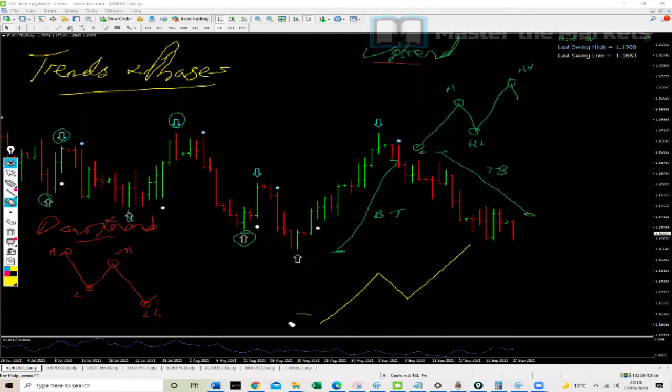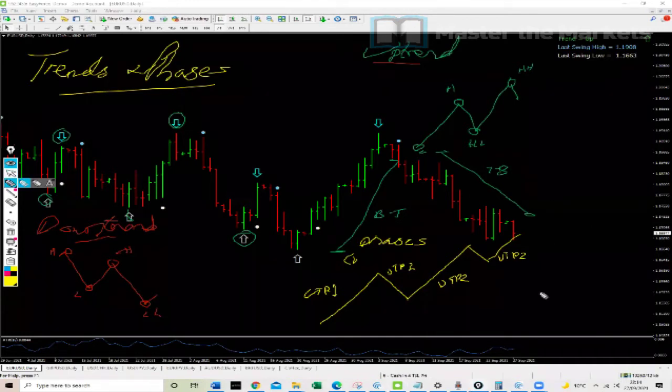So as we mentioned, the uptrend here is defined by higher highs and higher lows, but within that we have phase one, so uptrend phase one, and then uptrend phase two, followed by an uptrend phase one, and then it will follow by an uptrend phase two. So this is our uptrend.